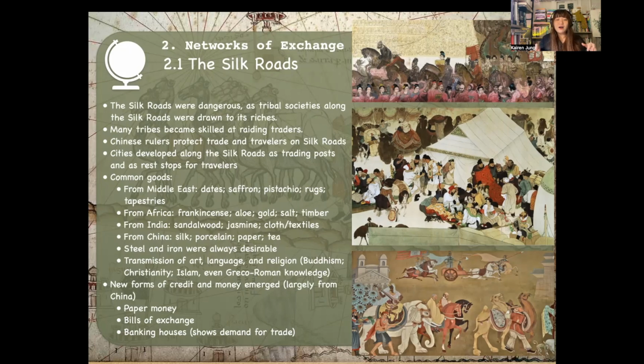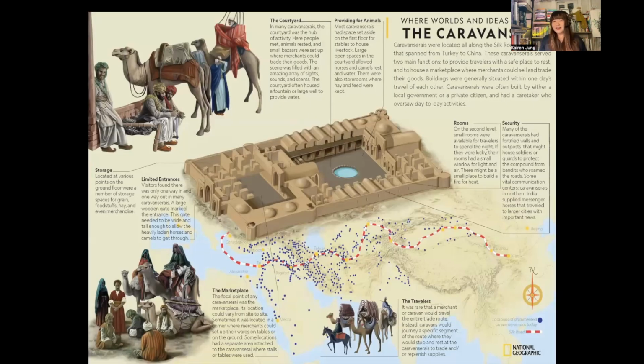The transmission of art, language, and religion, such as Buddhism, Christianity, Islam, and even Greco-Roman knowledge, spread along these trade routes, and new forms of credit and money emerged, largely coming from China, right? Remember the flying money, the paper money, the bills of exchange, the banking houses that showed a demand for trade. You really got all of those along the Silk Roads. This is an infographic that National Geographic released about the caravanserai, where worlds and ideas connect. If you're interested in this, you can pause the screen and take a closer look because it is fascinating.